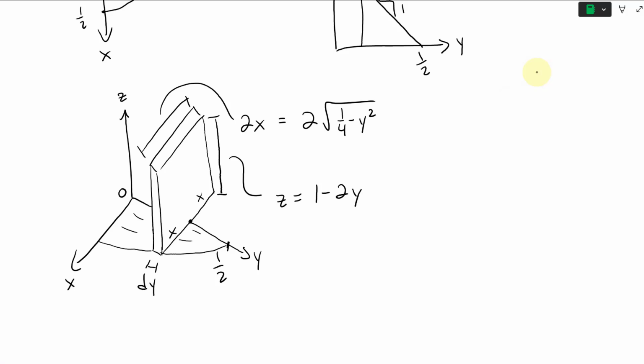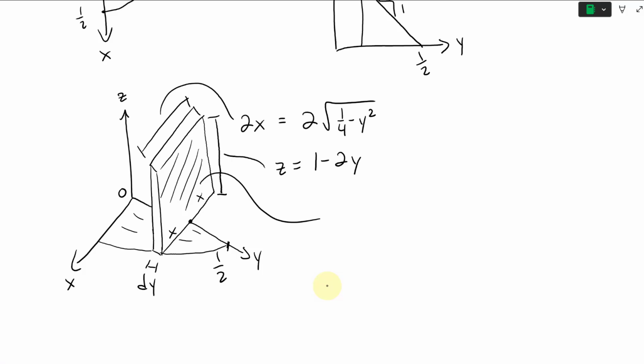1 minus 2y. So there it is. That's what we have. I just moved it up there. And now this whole cross-section right here, this has an area, and I'll put an area like this. This cross-section, we'll call it A of y. So this is going to be A of y.